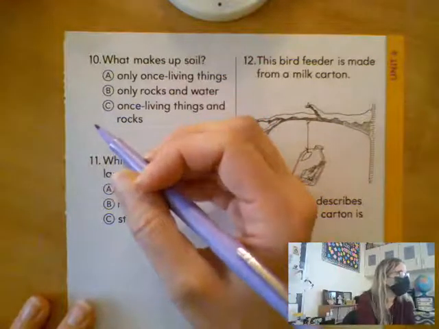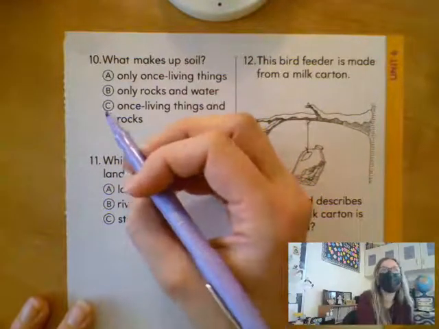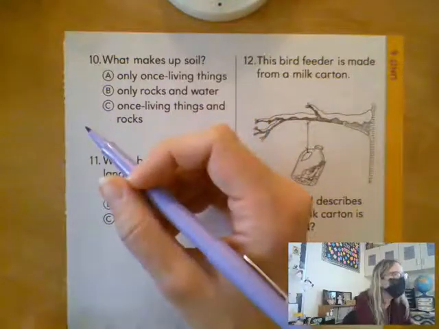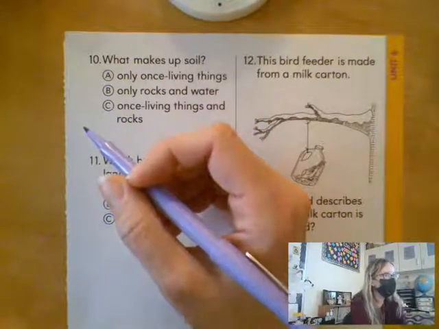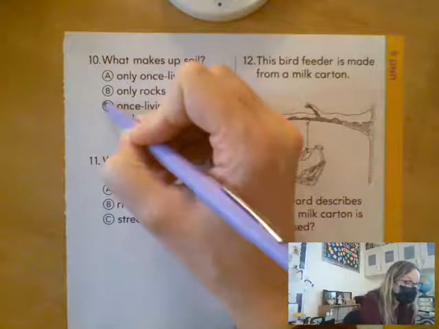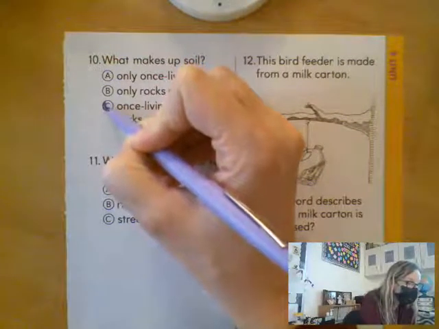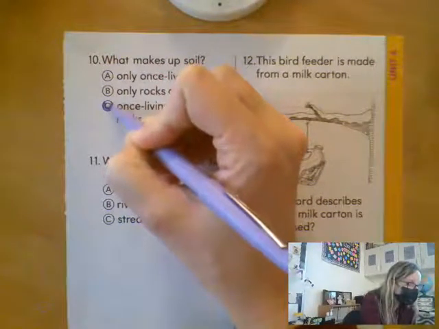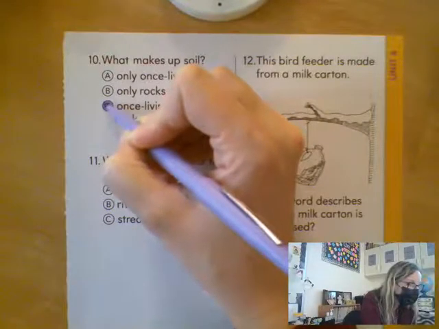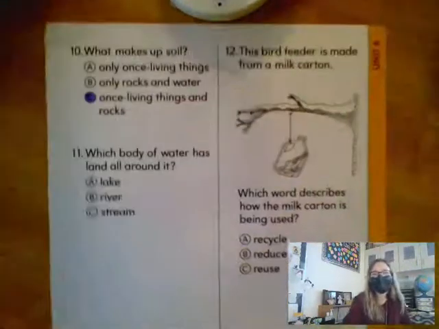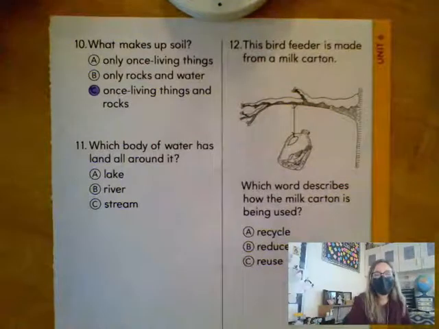But really, it's dead stuff. It's old plants and grasses and weeds that have died and they break down into the soil. Even sometimes some animals or critters will break down into the soil, and then combine that with the rocks, and we have soil.